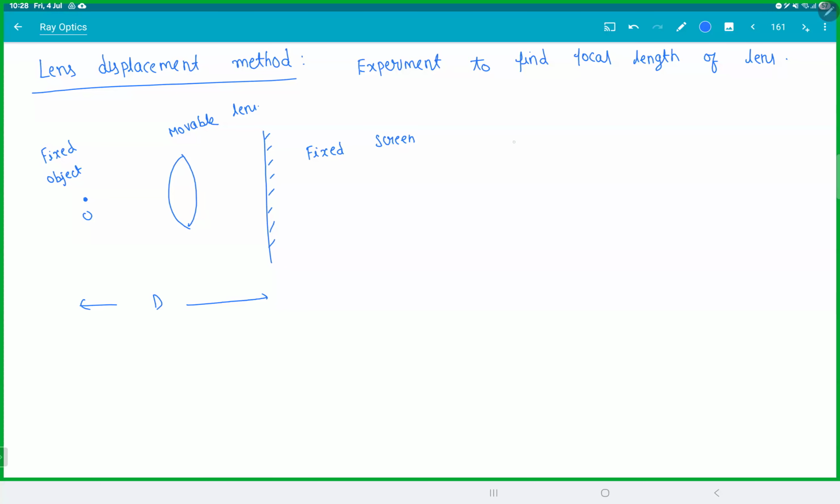Now what you do in this, consider a fixed screen and an object, as shown. Now keep on moving the lens, adjust the lens till you get a sharp image on the screen. Do you remember the video I showed you when you kept a candle, you got an image on the screen? So if you put it at some random places, you'll get a blur image. So adjust the lens till we get an image.